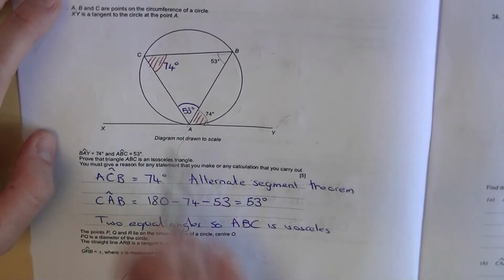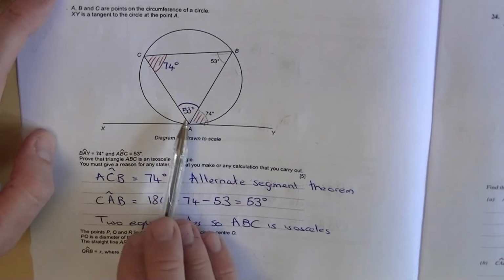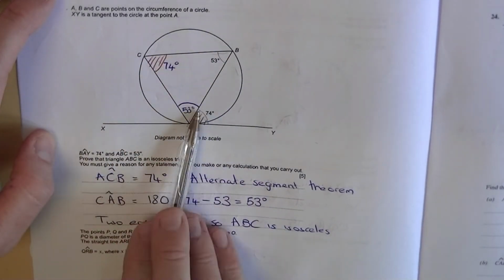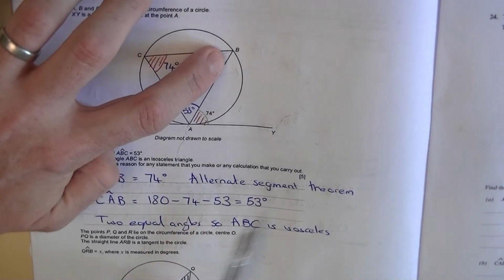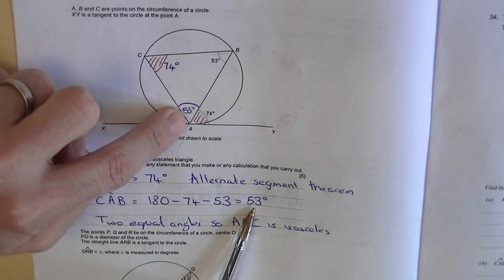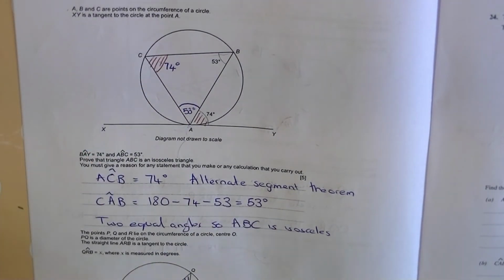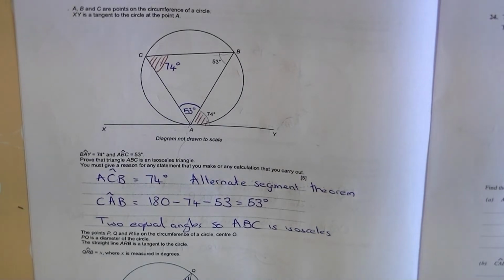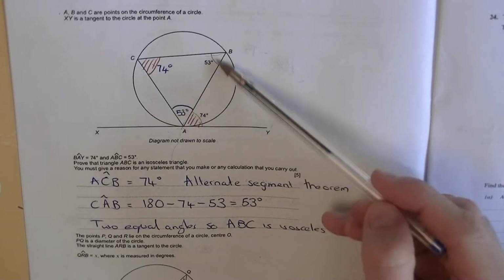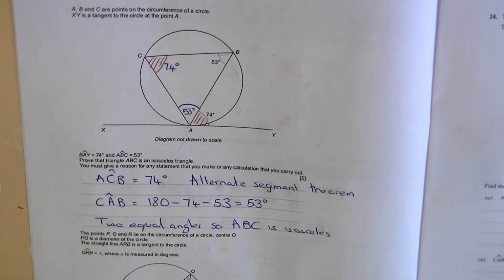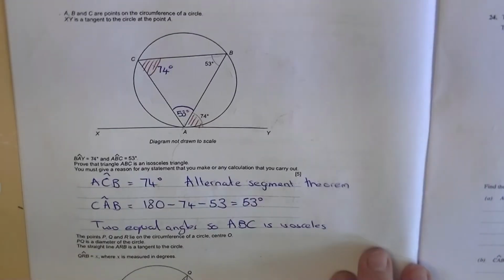Okay, I know that's 74, given that that's 53, that's allowed me to work this one out because they add up to 180. So 180, take away 74, take away 53, actually gives me another 53. And when I read the question, it actually said, can you prove that ABC is an isosceles triangle? Well, I have, because I've just proved that these two angles here are the same, and in an isosceles triangle you have two equal sides and two equal angles.